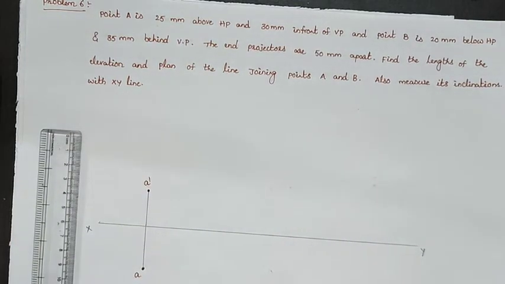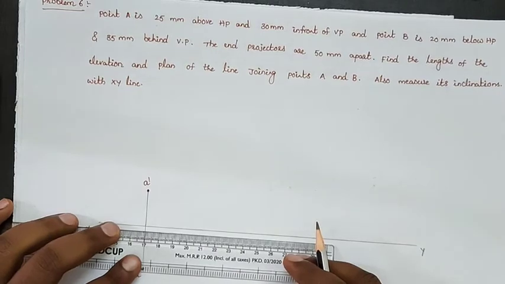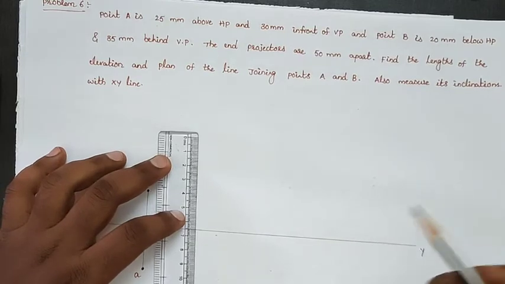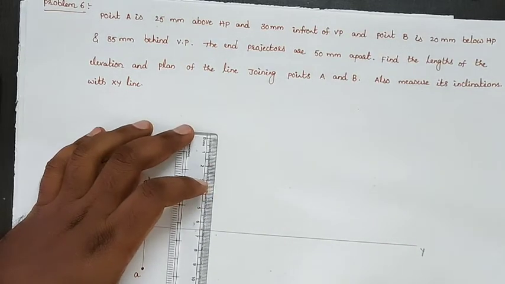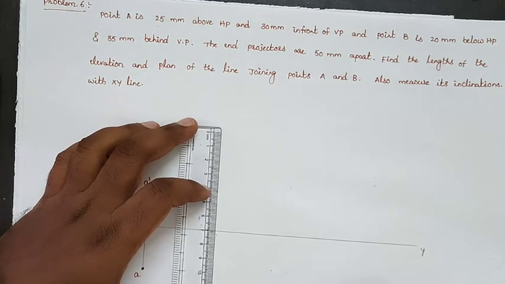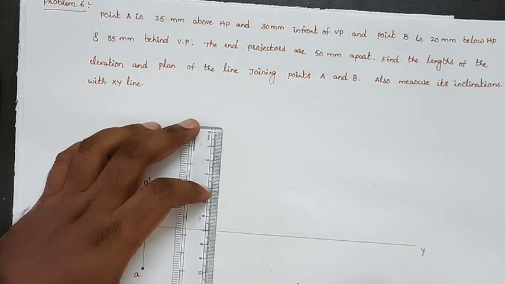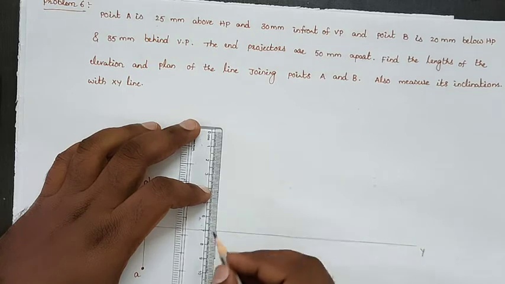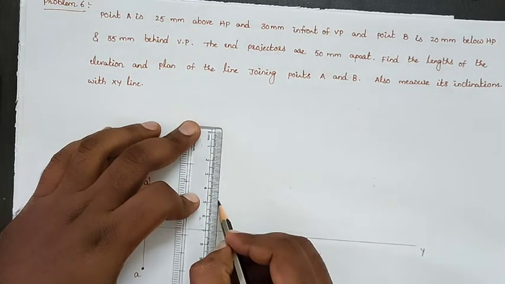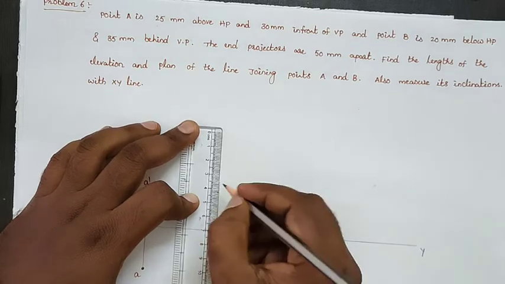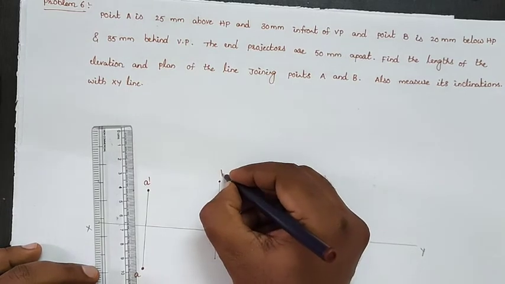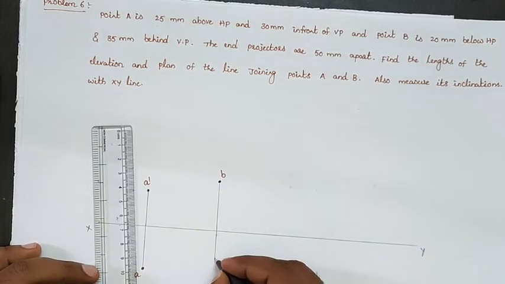The distance between the projectors is given as 50 mm. So take a 50 mm distance and we will draw the projection of point B. Point B is 20 mm below HP and 35 mm behind the VP, so we will get it in the third quadrant. Take 20 mm below, and behind the VP 35 mm means take 35 mm above the reference line, and draw the projection of point B. In the third quadrant, above the reference line we will get the top view of point B, and below the reference line we will get the front view of point B, B dash.